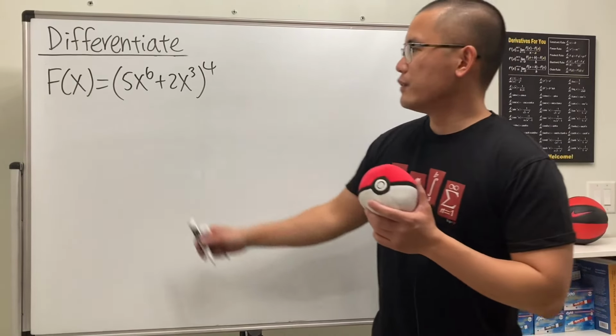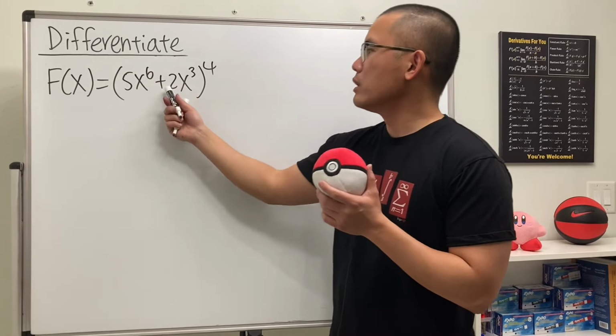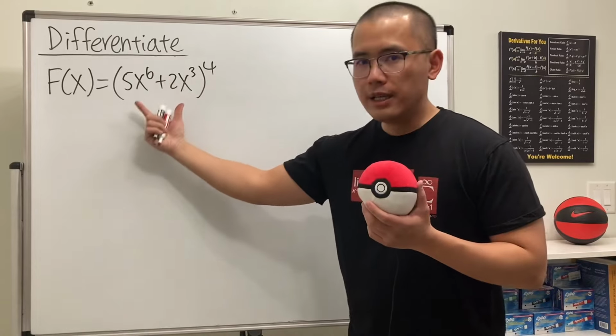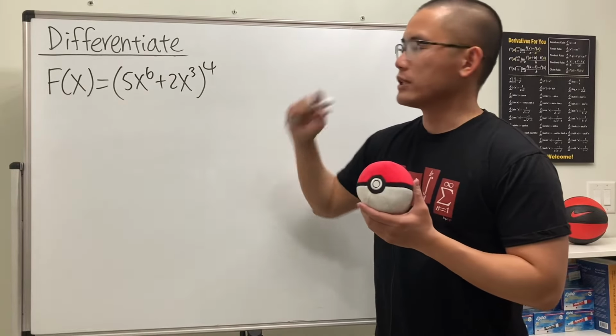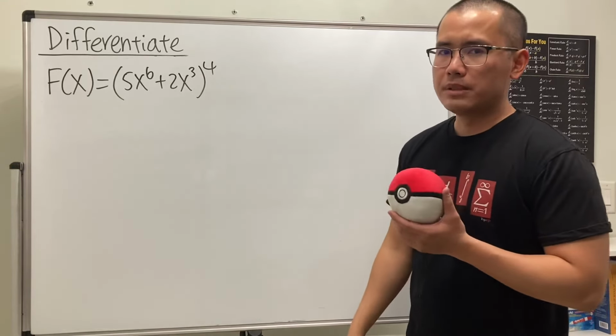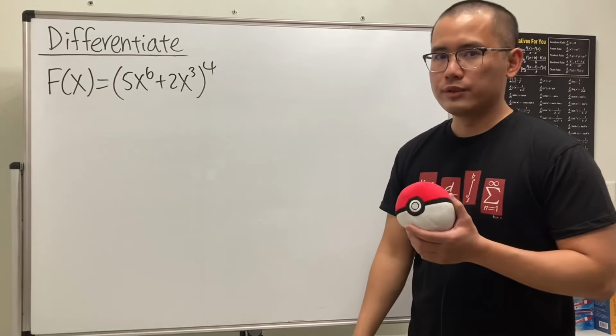Let's see how we can differentiate (5x^6 + 2x^3)^4. So this right here is a composition of two functions, and we are going to use the chain rule.